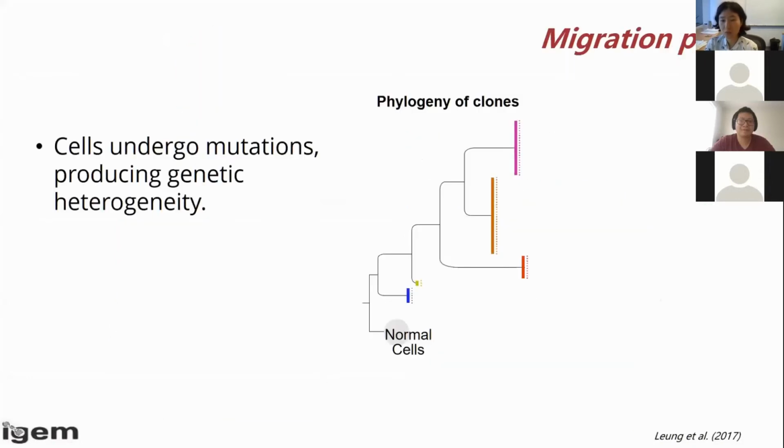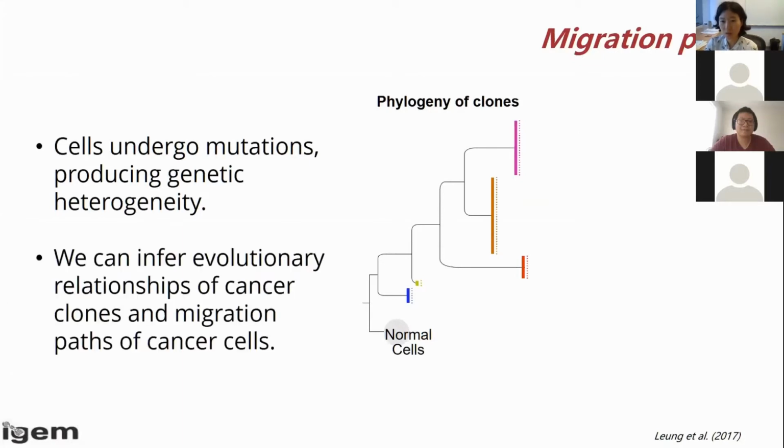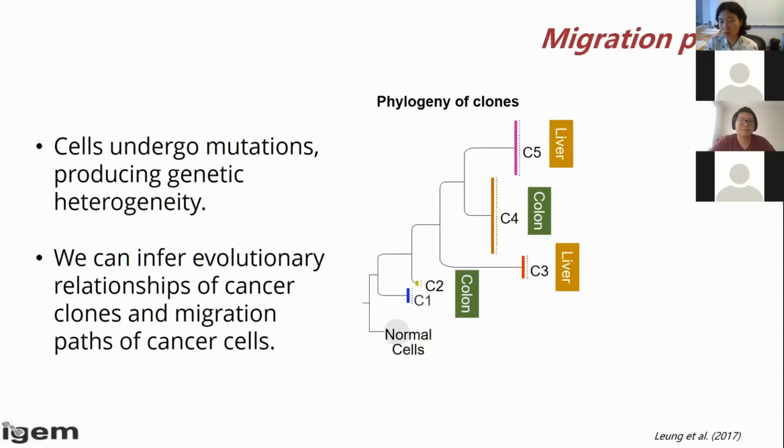Over time, many mutations accumulate, producing genetic heterogeneity. Therefore, we can infer the evolutionary relationship of cancer cells. This is a phylogeny of cancer cells. Each tip of this phylogeny is a cancer cell, and there are many cancer cells with identical genotypes. We call them clones. So in this phylogeny, there are clones C1 to C5. These clones are found in liver or colon. By using this information, we can infer migration paths.